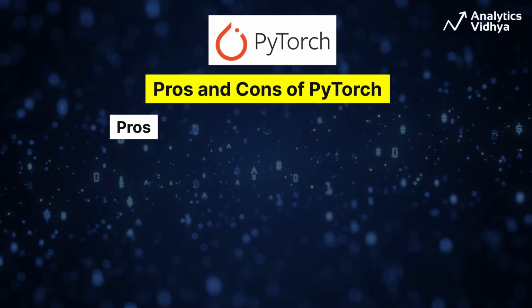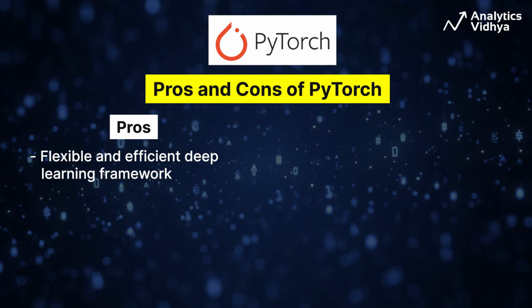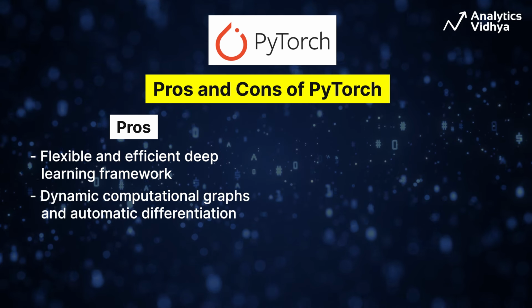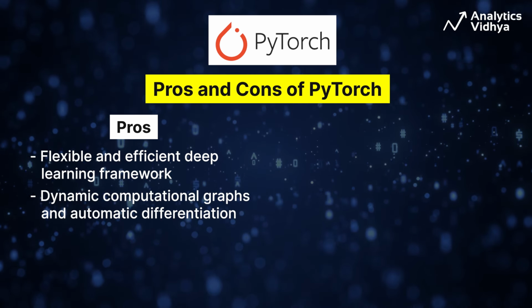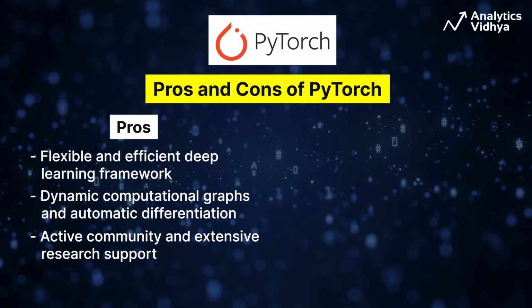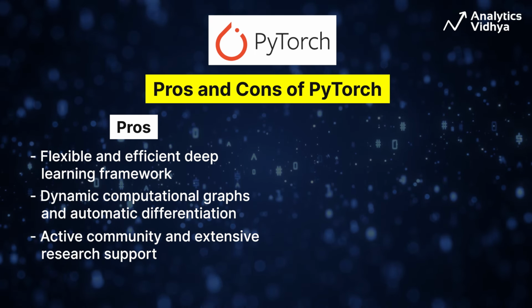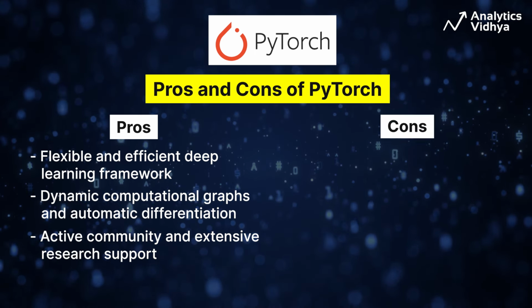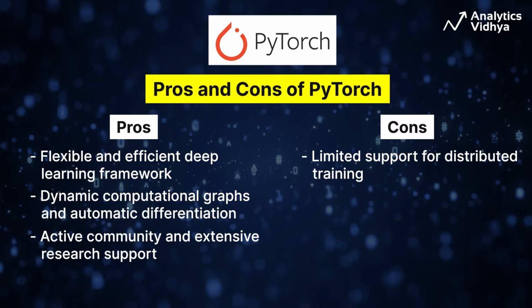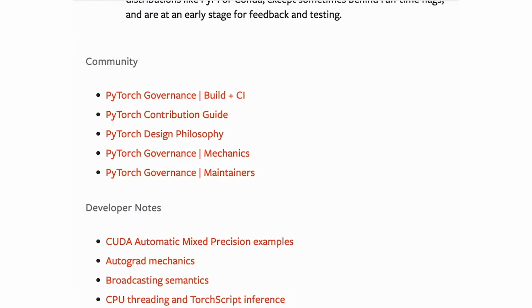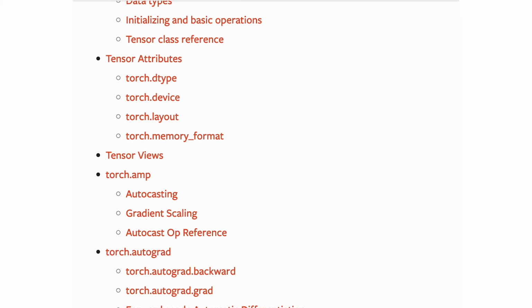A big advantage of PyTorch is that it has a very flexible and efficient deep learning framework. Along with that, it has dynamic computational graphs and automatic differentiation. Like many libraries mentioned here, this also has an active community and extensive research support. However, a major hindrance is that it has limited support for distributed training. Anyway, this is the documentation for PyTorch that you may begin with.